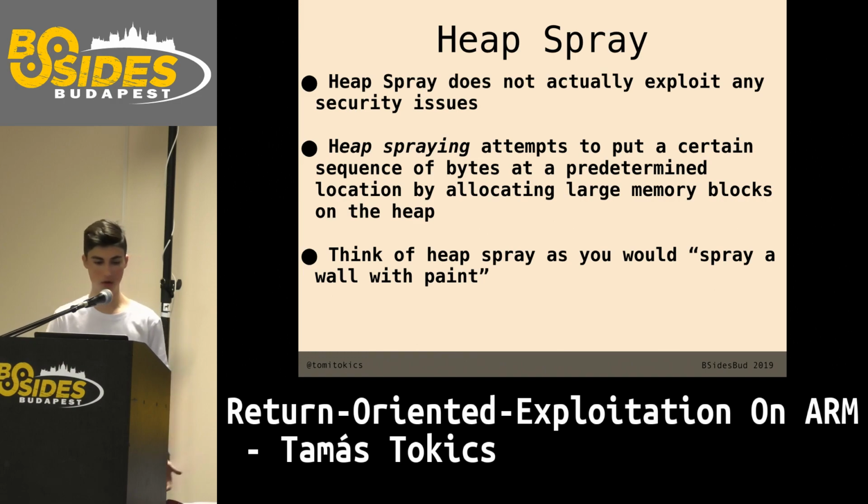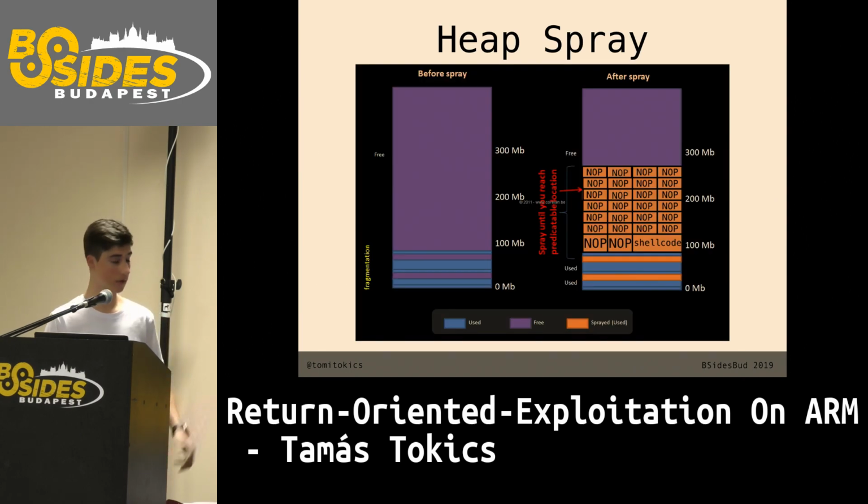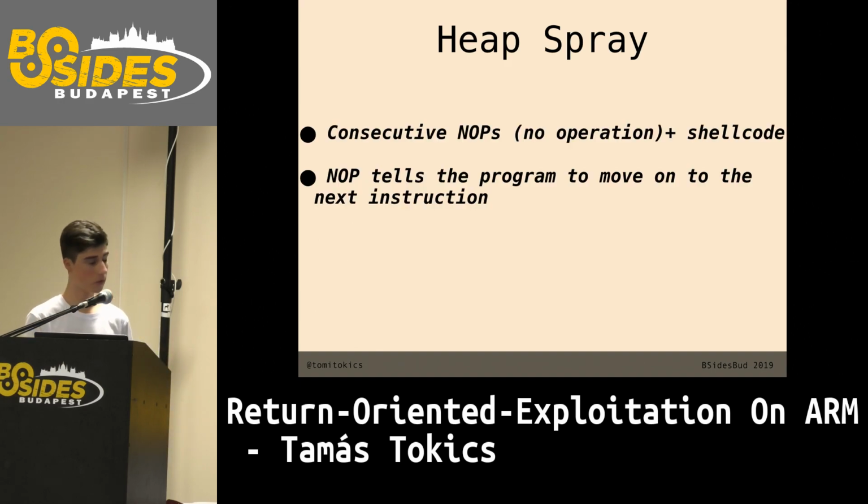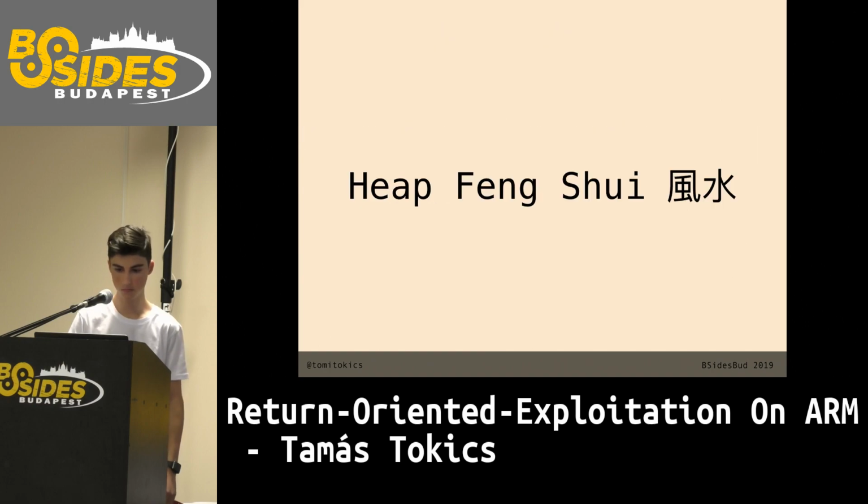And you want to think of a heap spray as you would spray a wall with paint. So here's our diagram of how it works. We can see before the spray, basically nothing is allocated on the heap, and after the spray, we can see a lot of NOPs allocated, and then our shellcode. So we want to put consecutive NOPs, or no-operations, plus our shellcode, because the NOP tells the program to move on to the next instruction, and this will happen until we actually reach our shellcode, and it will essentially execute it. So here's some heap Feng Shui.